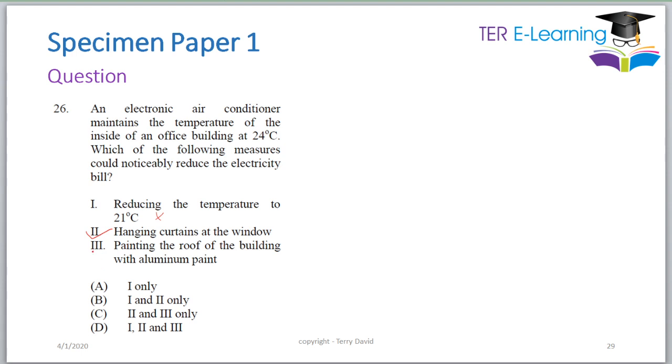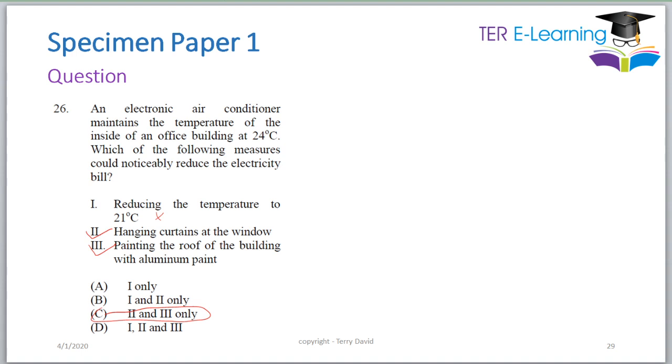Painting the roof of the building with aluminum paint, right? Now, aluminum paint on the roof makes it more shiny, and therefore what will happen is that a lot of heat is going to be reflected from the surface. So therefore, the third one is also a good idea. So the answer, I would say, is 2 and 3, right? So for number 26, I would say 2 and 3. All right.